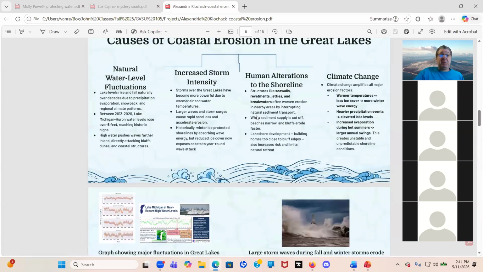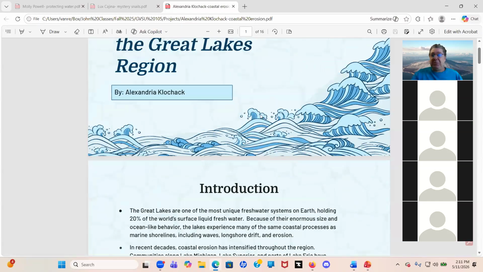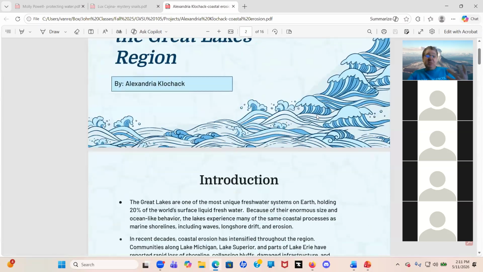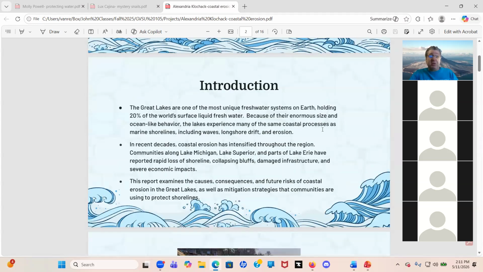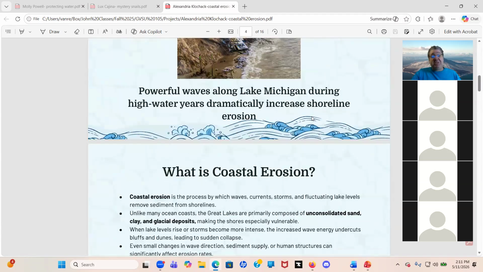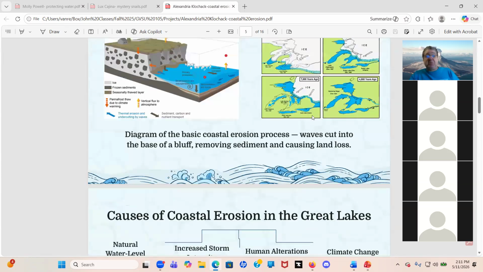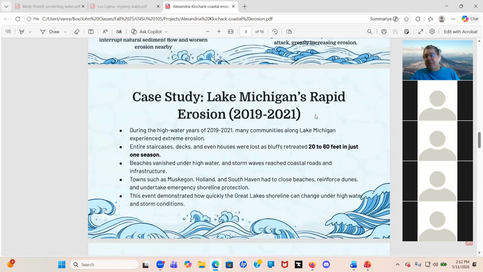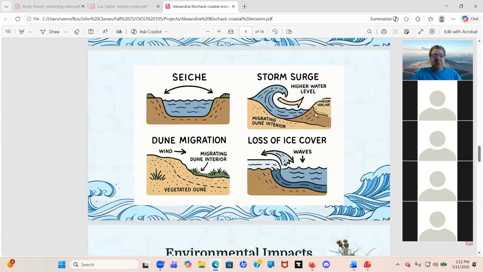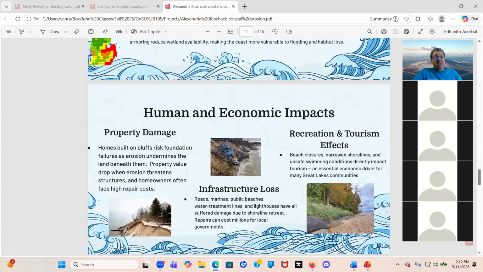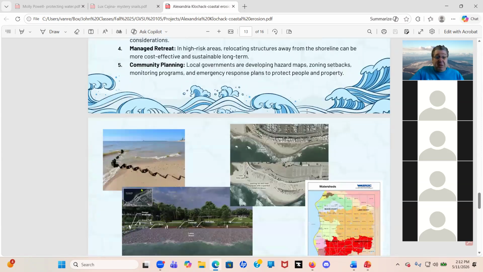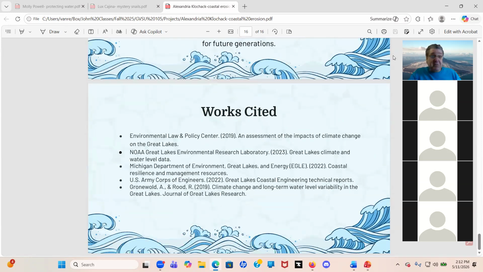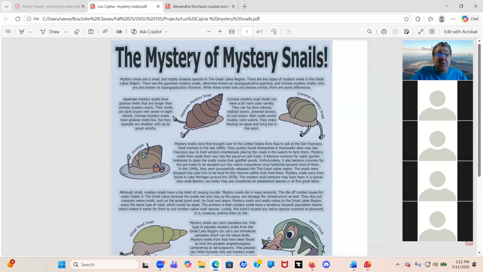A few other examples of projects that have been turned in the past. Here is a nice example of a PowerPoint presentation. This has obviously been turned into a PDF, but on coastal erosion, nice background to draw your attention to it, good information, nice pictures and descriptions. I know you're not reading this, obviously, I'm just going through it to show you what an idea of a project is. And then, of course, at the end, all the work cited.